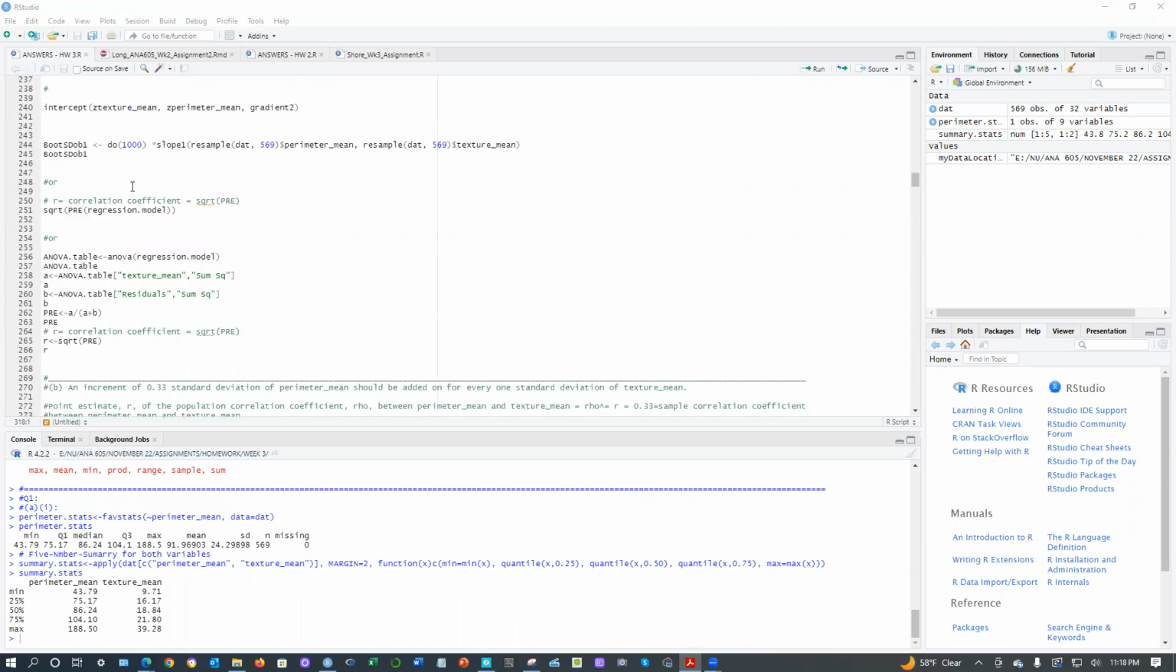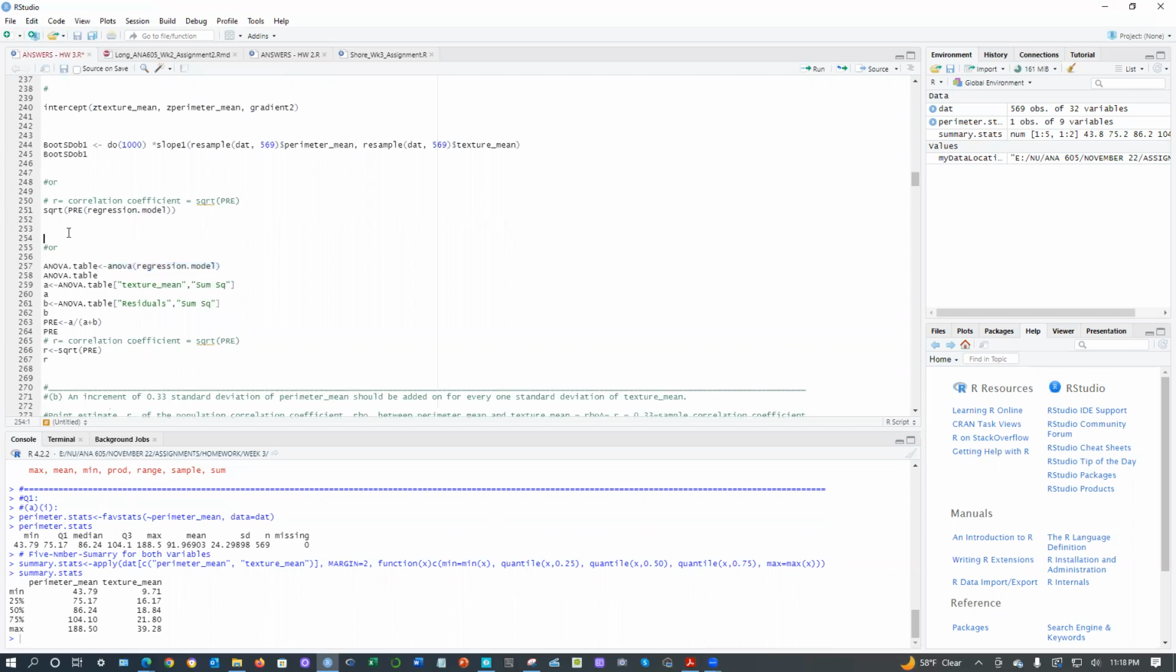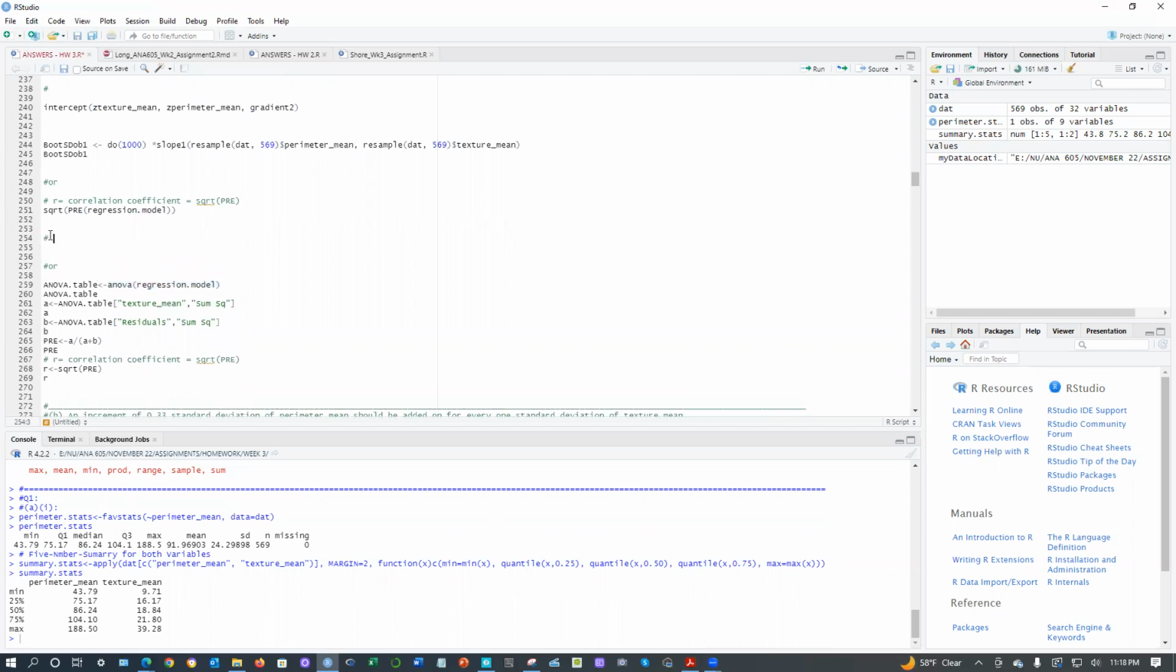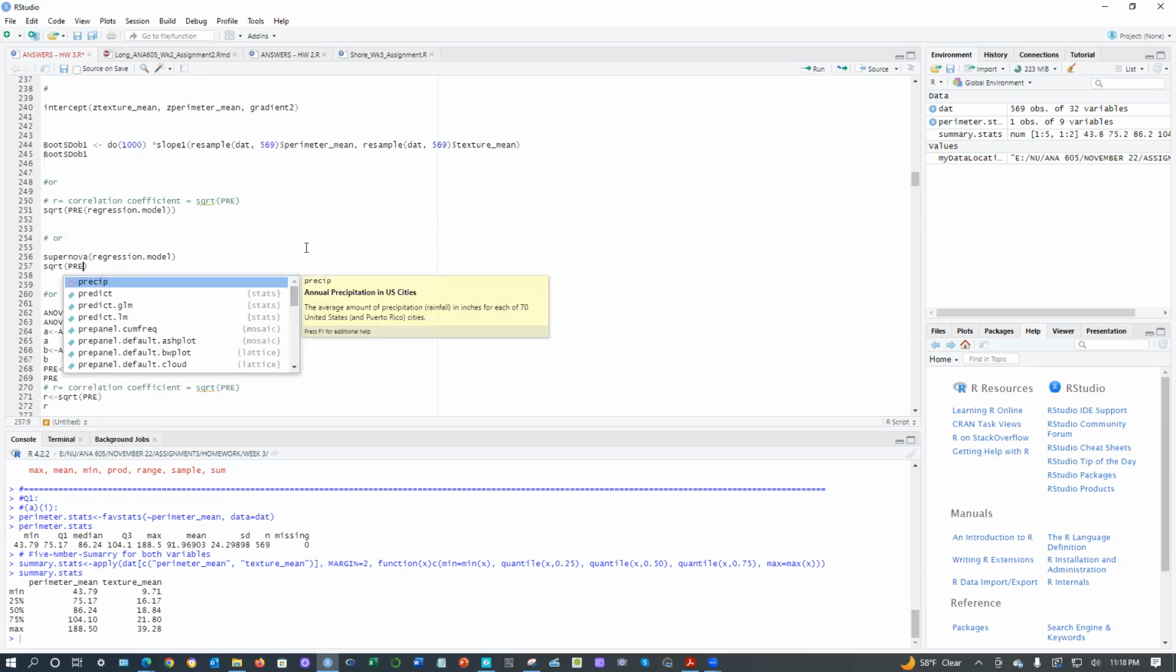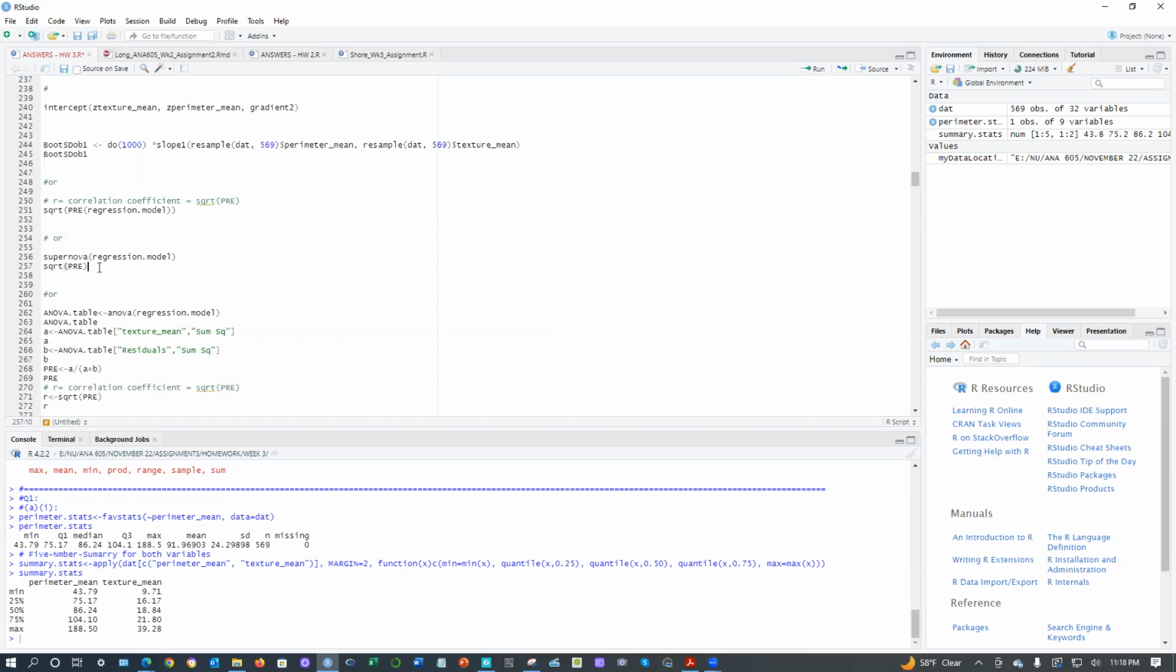If this doesn't work, you can run, copy. Or you can get supernova, supernova on the regression model, and then get the PRE and the square root of PRE, the square root value. You can get that one and run it. But the PRE itself you cannot run; you have to give the value, the square root of that one.